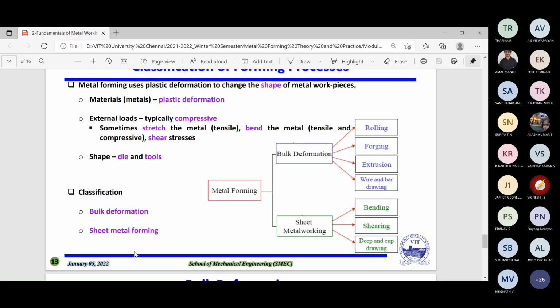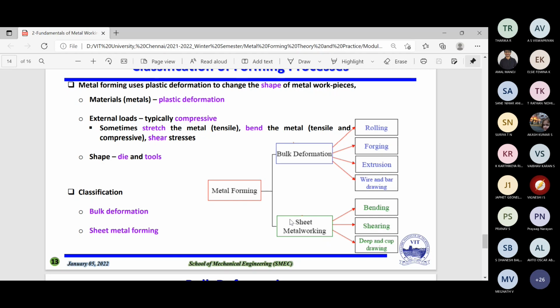The classification we have defined in two ways. One is bulk deformation, and the second is sheet metal forming. I put the metal forming in a schematic way. Bulk deformation has rolling, forging, extrusion, and wire or bar drawing, and sheet metal working is bending, shearing, and deep cup drawing. Apart from this you will also find things like stamping, but these are the main classifications of metal forming.